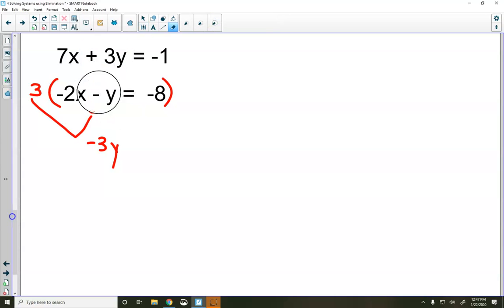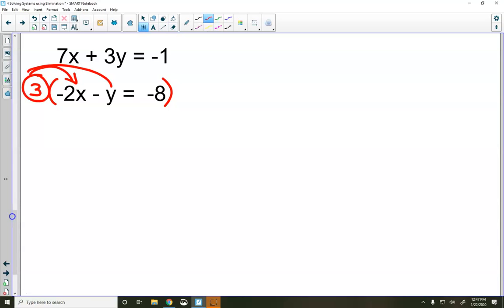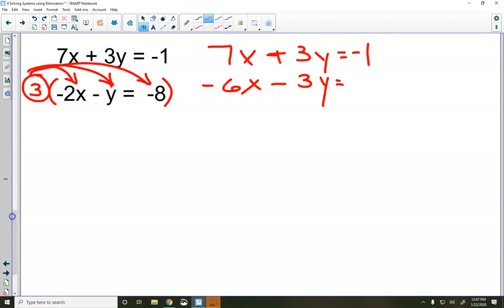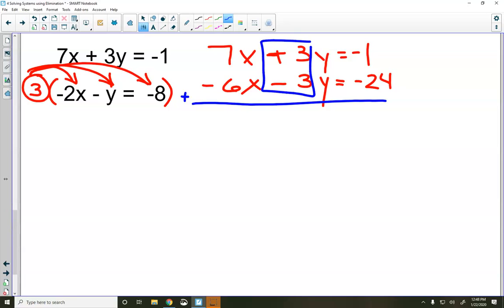So, here we go. I multiply everything by positive 3. The top equation will stay as 7x plus 3y equals negative 1. The bottom equation will become negative 6x minus 3y equals negative 24. And again, I could add these two equations because the coefficients of y are opposites.